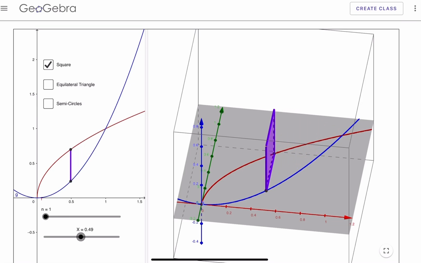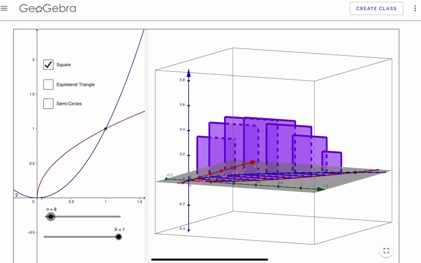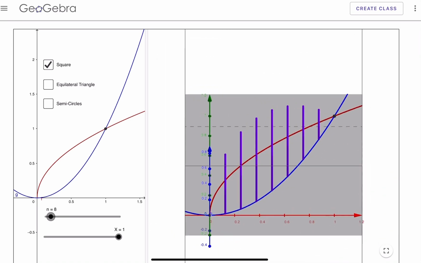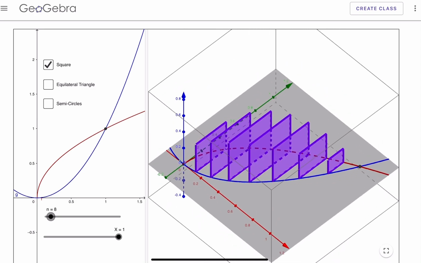So the whole point of what we're doing here is, if I looked at it from there to there, we're going to be creating a whole bunch of squares. So you can kind of see right there, we're looking at a bunch of different squares from one endpoint to the other endpoint.